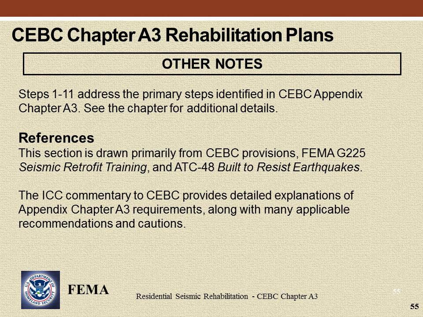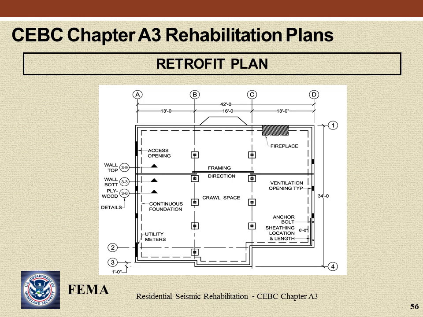The ICC commentary to IEBC provides detailed explanations of Appendix Chapter A3 requirements, along with many applicable recommendations and cautions. This figure shows ways to indicate anchor bolt locations and length of new sheathing, right-hand side, and details for wall top, connection to rim joist or blocking, wall sheathing, and detail for wall bottom, anchor bolts, etc. Note that examples are shown in limited locations, not throughout the structure.